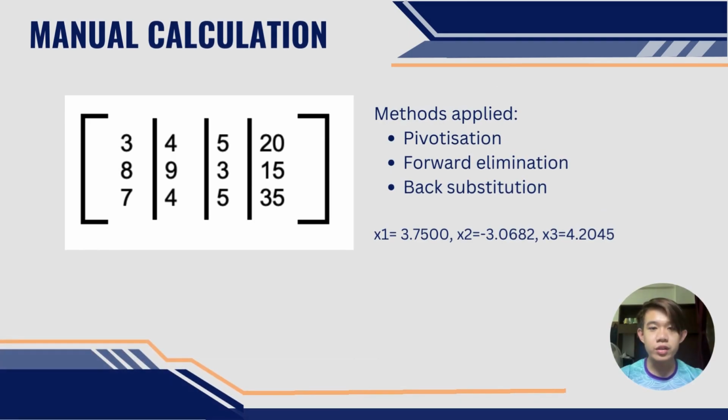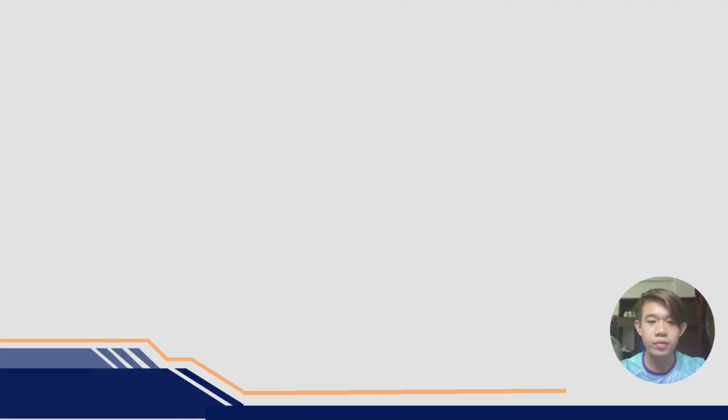For the manual calculation, we apply the pivotization process and the forward elimination to obtain the augmented matrix. After that, we apply the back substitution to obtain the unknown values, which are x1 equal to 3.7500, x2 equal to negative 3.0682, and lastly x3 equal to 4.2045.